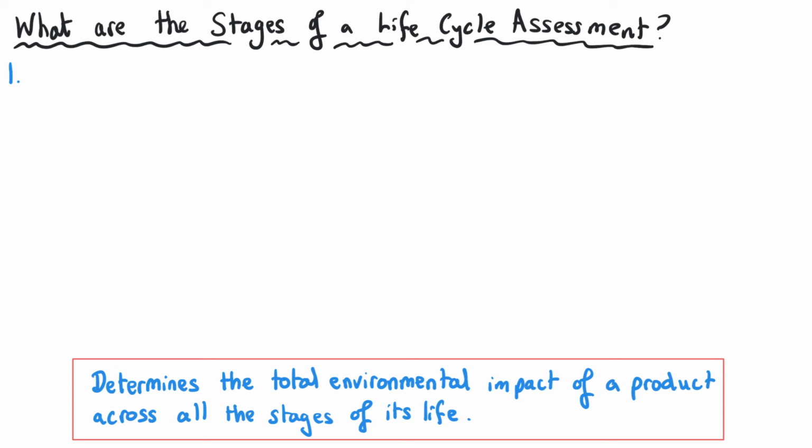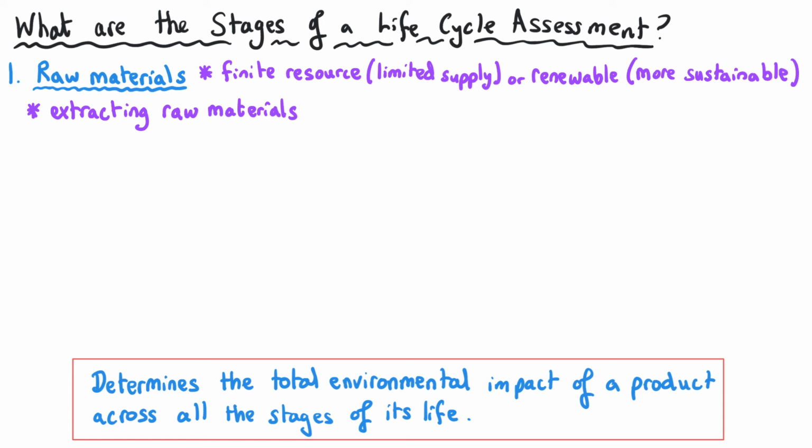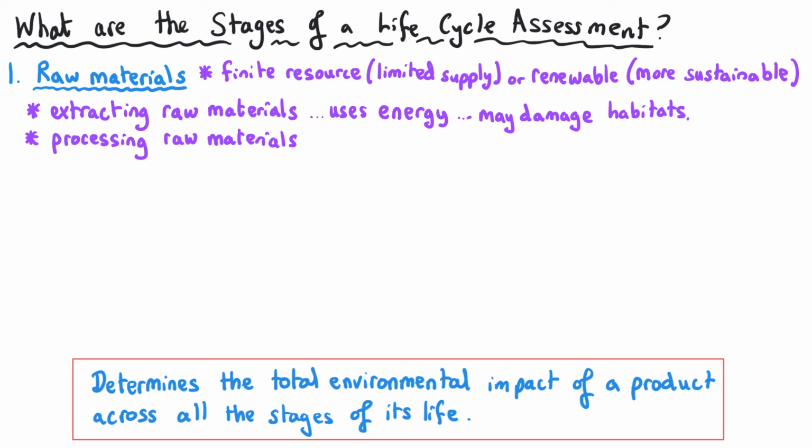First of all, we need to consider the raw material. The raw material in its essence might be finite, which means it is in limited supply, or it might be renewable, which is obviously more sustainable. These raw materials will require extraction from the ground, and that could be a very damaging process that destroys habitats depending on what the raw material is. And then the raw material might need processing ready to be sent off to the next stage.